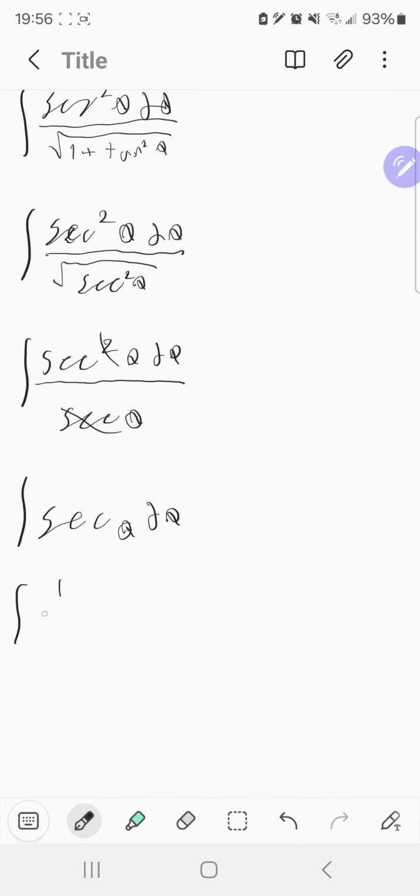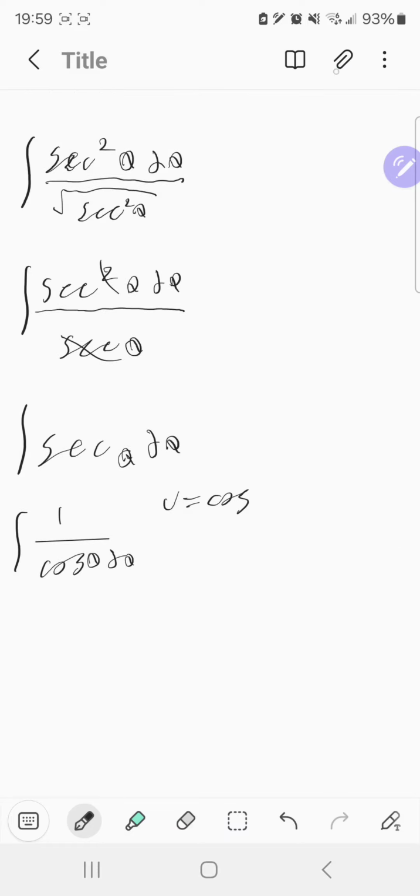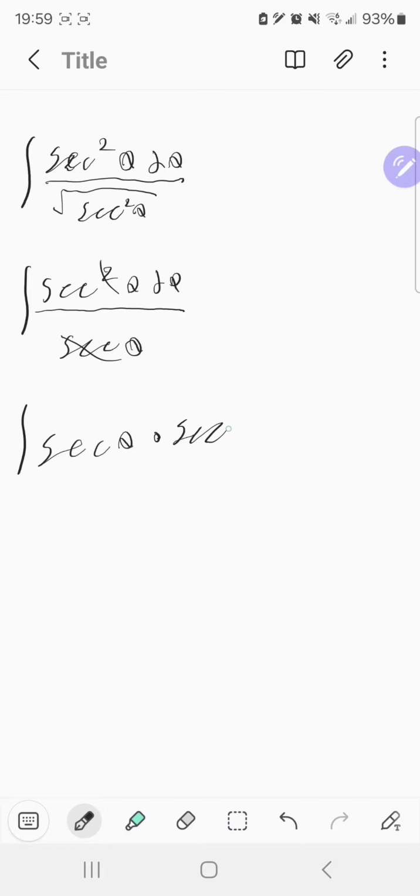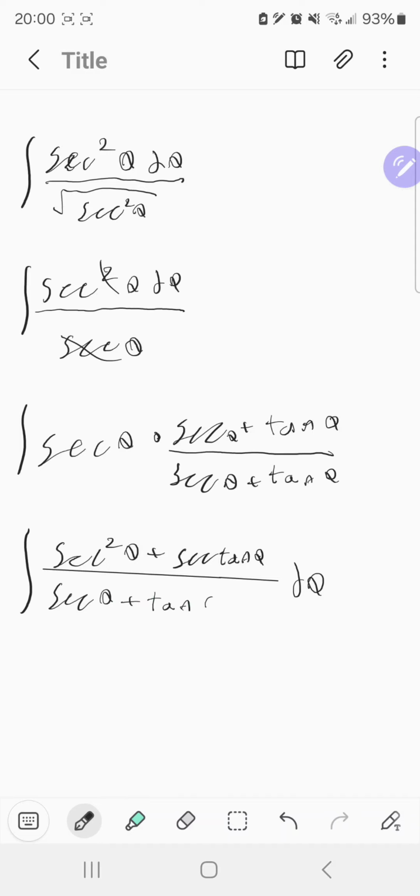Now from here we can turn this into the integral of 1 over cosine theta d theta, let u equal cosine theta, or actually we can multiply secant theta by secant plus tangent theta over secant plus tangent theta to get the integral of secant squared theta plus secant tangent theta d theta over secant theta plus tangent theta.